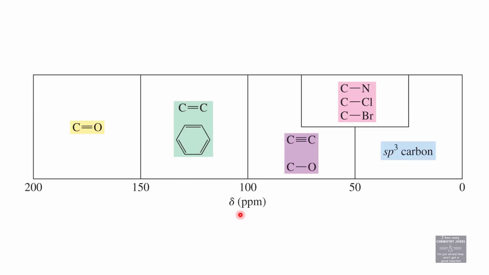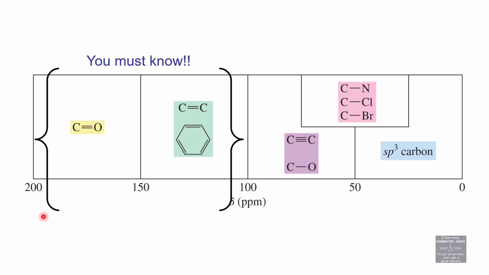TMS is our reference. Okay, here's a general picture of where to find certain kinds of carbons in a carbon spectrum. Do you need to memorize this picture? No, you need to know these 2 ranges. I want you to know that alkene and benzene carbons show up around or between 100 and 150 ppm. C double bond O, so that's carboxylic acids, esters, amides, all those things, show up between 150 to 200. They can be above 200 as well, but 150 to 200-ish.